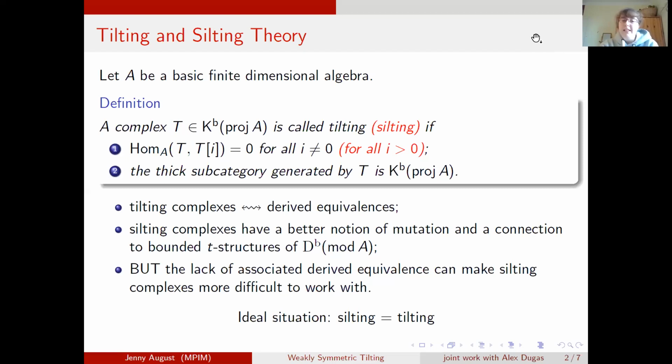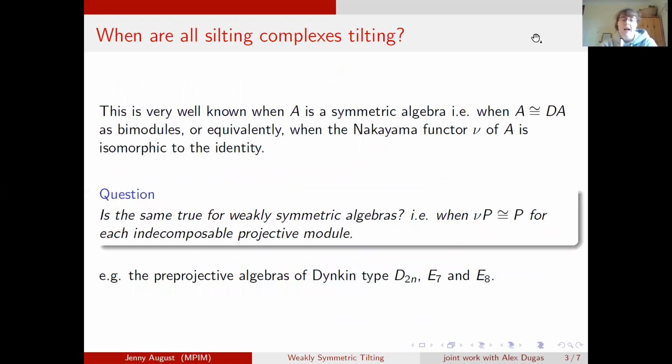So a really ideal situation is actually when all the silting complexes of your algebra are tilting, because then you can use the advantages of both. So you can use the mutation of the silting complexes, but also the derived equivalences coming from the tilting. So the question is then, for which finite dimensional algebras are all the silting complexes tilting?